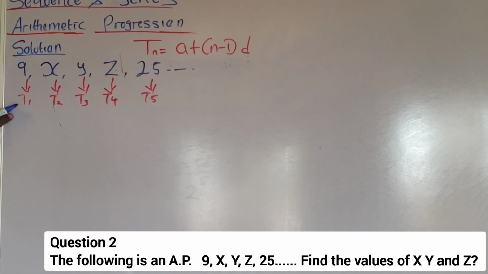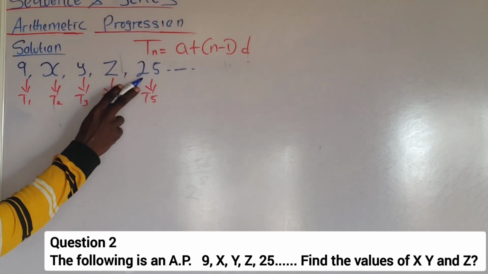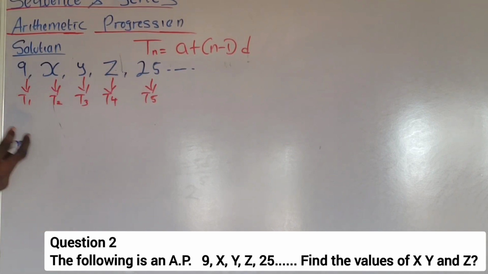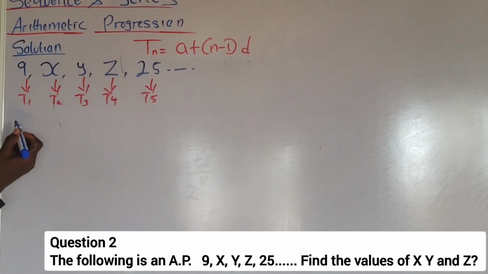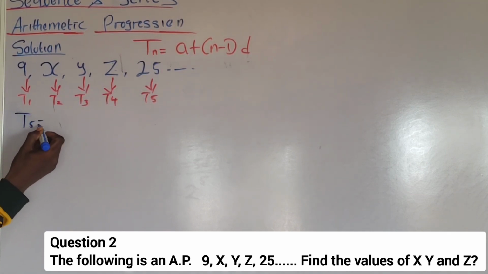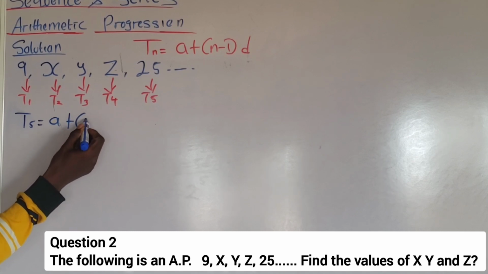which is T1, you understand? And we're given that the fifth term is 25. So we can determine the common difference using the nth term of an arithmetic progression. Since we know that the fifth term is 25, I can easily say that T5 is equal to A plus (5 minus 1) multiplied by D.